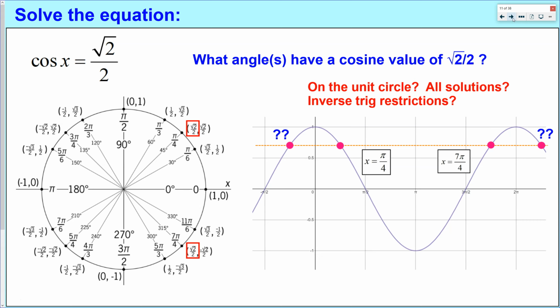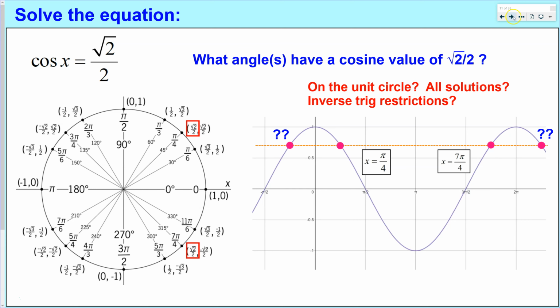Or are we going to totally restrict our line of sight into the same sort of restrictions that we did with inverse trig? Are we only allowed to give out angles between, for a cosine, 0 and pi, or for sine, negative pi over 2 and positive pi over 2, that sort of thing. So there's a lot of flexibility, or there's a lot of ambiguity to this question.